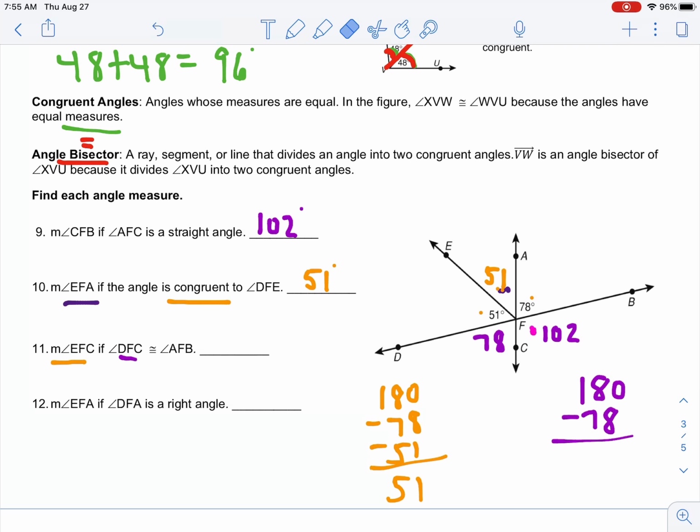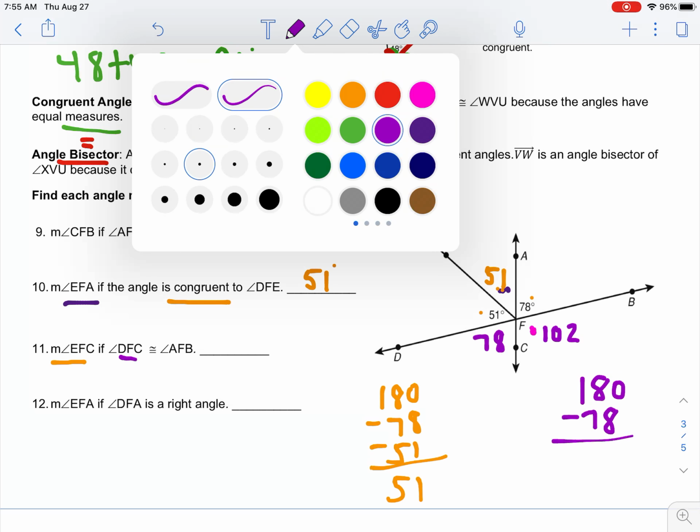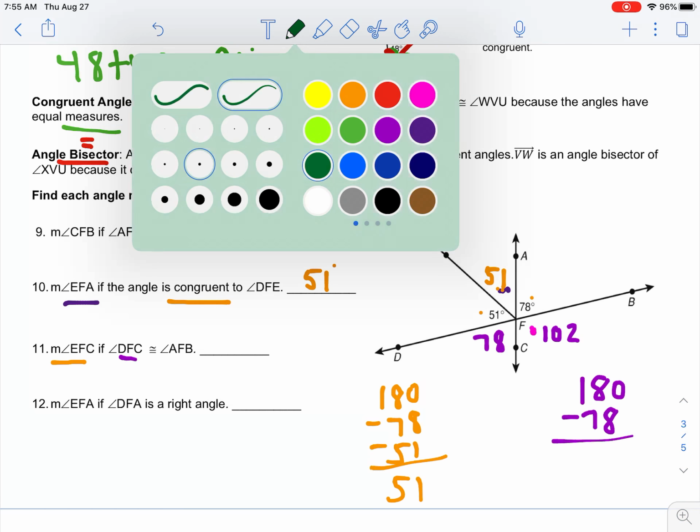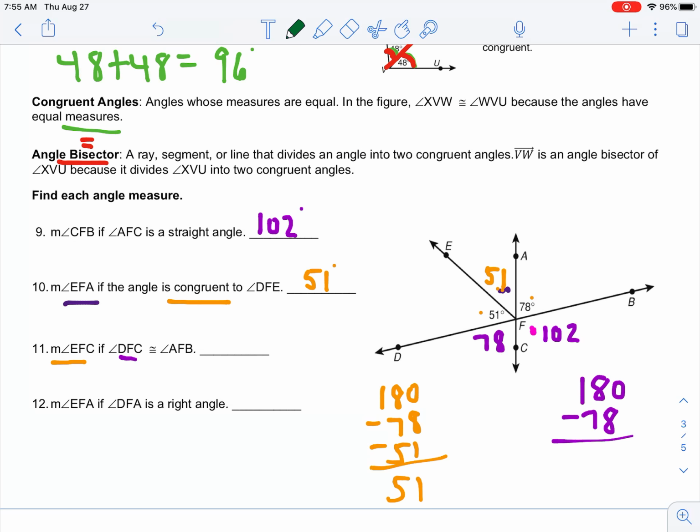So we have all our numbers filled in. Let's trace EFC and see what numbers are inside it. So if I go to my picture and I start at E, I go to F, I go to C. I notice there's two numbers in here. There's 51 and 78. If I add 51 plus 78 to find that whole entire angle, I get 129 degrees.